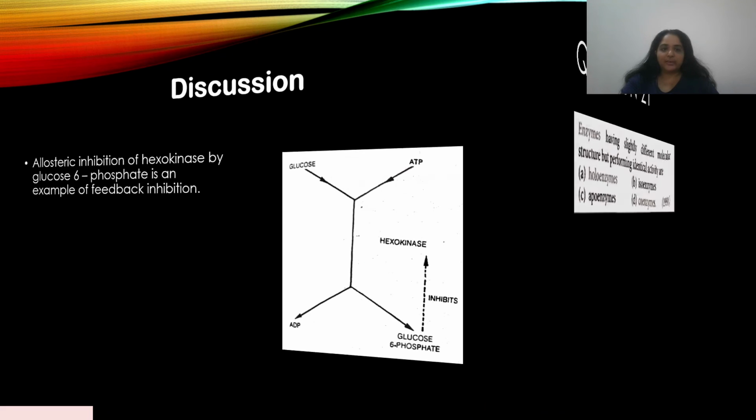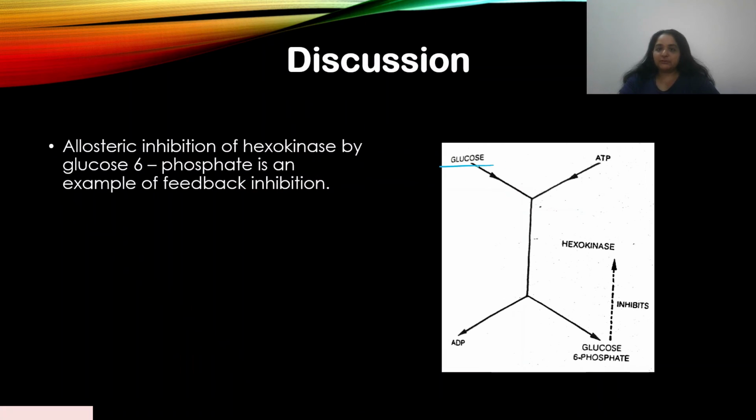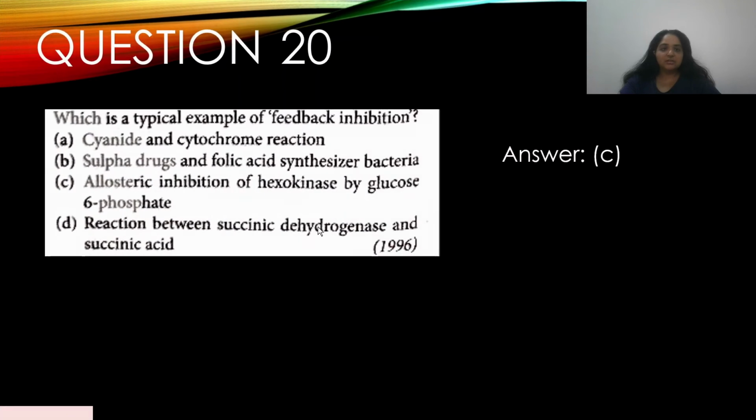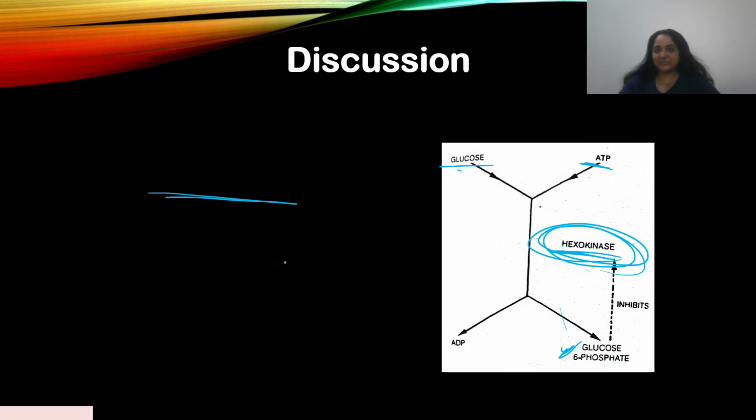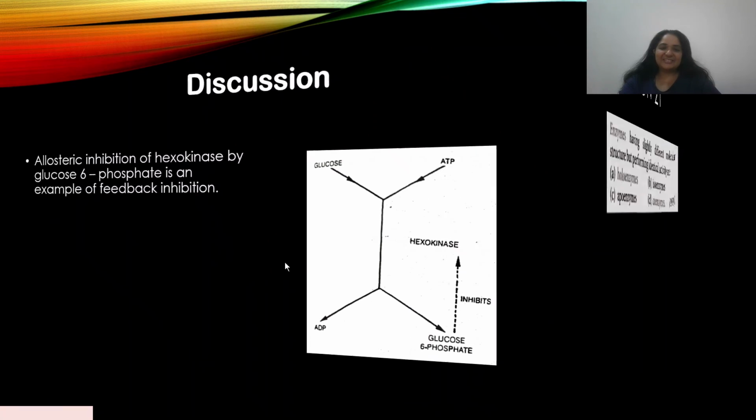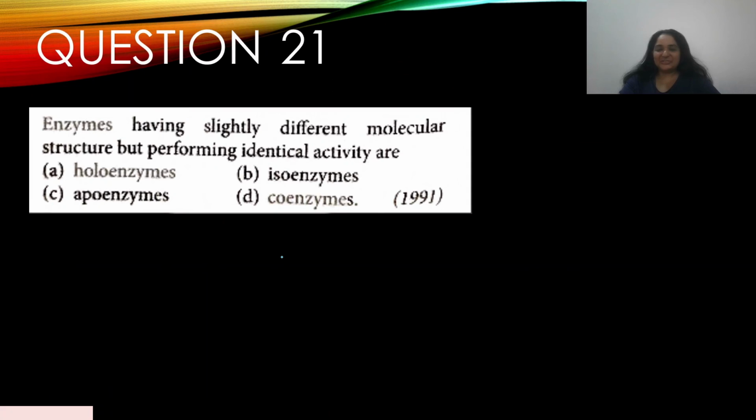Sorry, let's go back. Here you see a flow chart of glucose being converted to glucose 6-phosphate in the presence of hexokinase. Glucose 6-phosphate allosterically inhibits the function of hexokinase, and this is an example of feedback inhibition. If you look back at the options, it's clearly C. So now you know the difference between regulation and inhibition, feedback inhibition. This is a very important difference to note, right? So, question number 21.